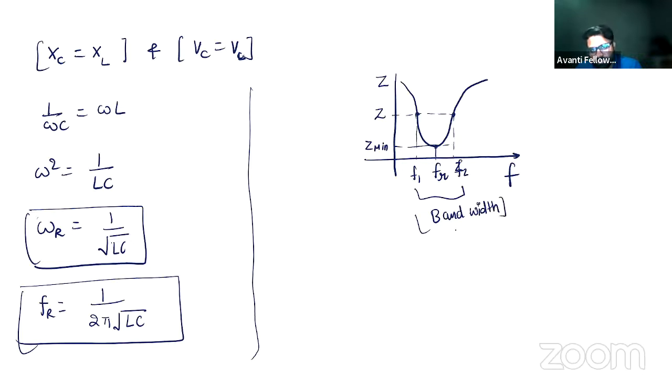Got it? So remember this graph. You can draw the same for V and I with respect to resistance also. Clear?